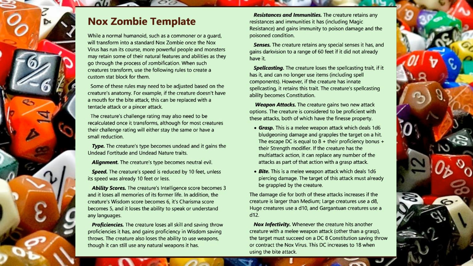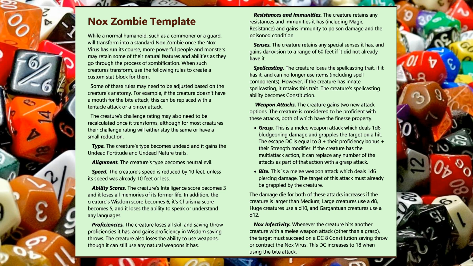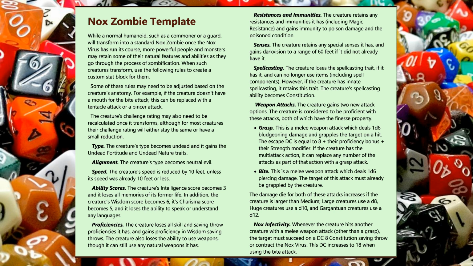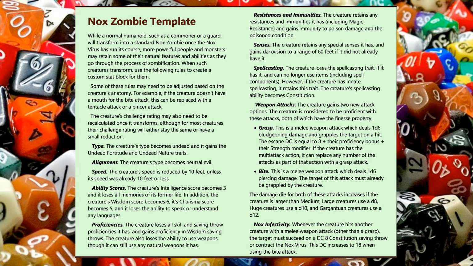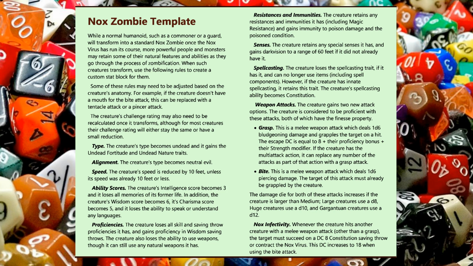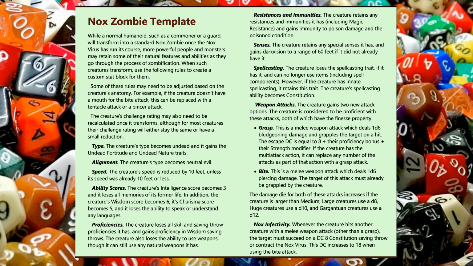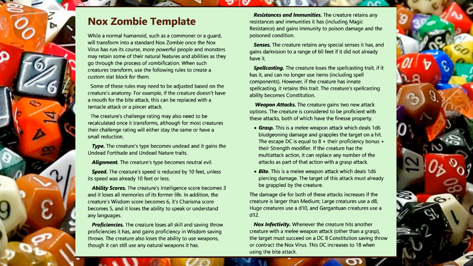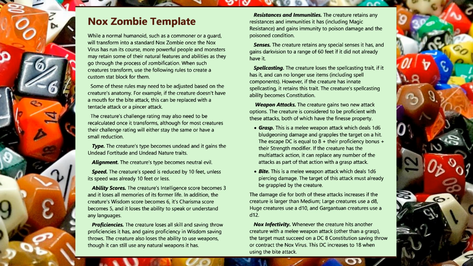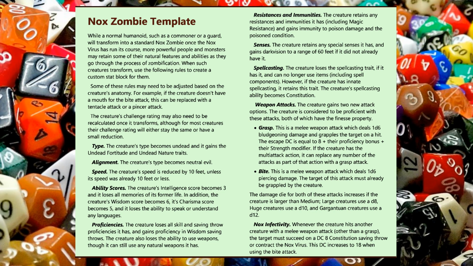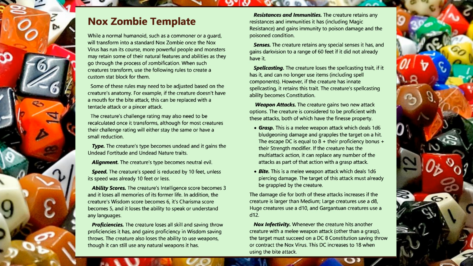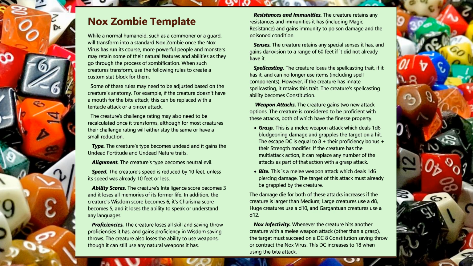Their speed is reduced and their mental ability scores are altered to match the basic zombie. They lose most of their proficiencies but retain any resistances or immunities they had, in addition to gaining poison immunity. They lose their spellcasting trait if they had it, as they can no longer use items like spell components. However, they can keep innate spellcasting if they had it before.